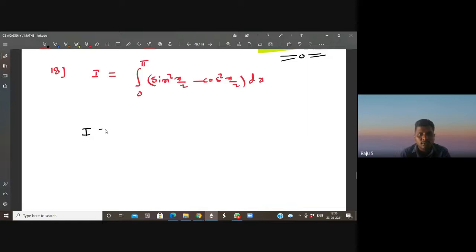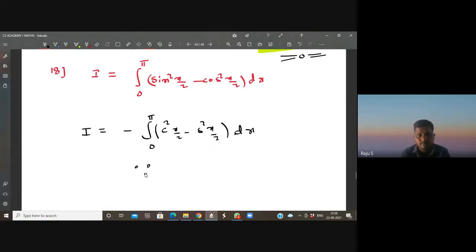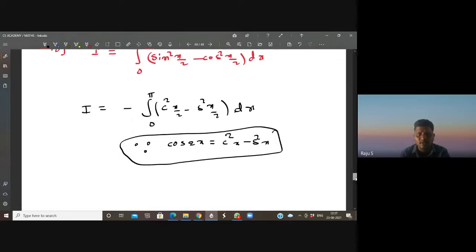Here in this question, I want to take minus common: integral 0 to pi of cos square x by 2 minus sine square x by 2. What is the value of cos square minus sine square? Cos square plus sine square is 1, but cos square minus sin square, what is the cos 2x formula? Yes, there is a formula. With the help of this formula, cos square x by 2 minus sin square x by 2 becomes what?